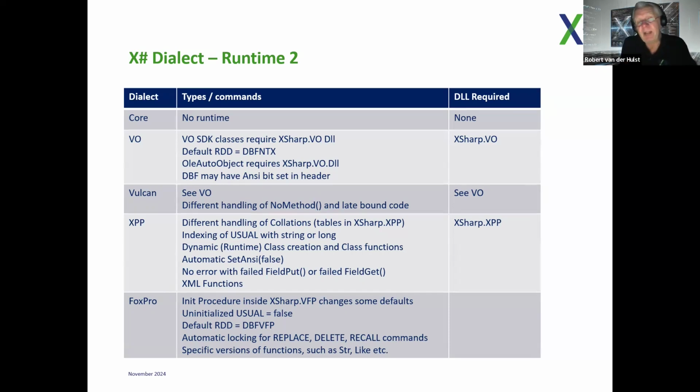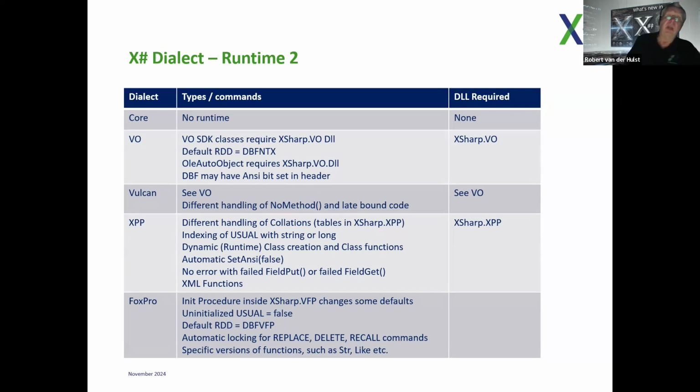The Xbase++ dialect has a completely different handling of collations. These are the sorting tables. There is a resource inside the X# XPP assembly, and depending on if you set the collation in Xbase++, it'll use those tables for sorting. And that is sorting for string comparisons, for example, if you use an ASort or something like that, but also for sorting during indexing with DBFs.